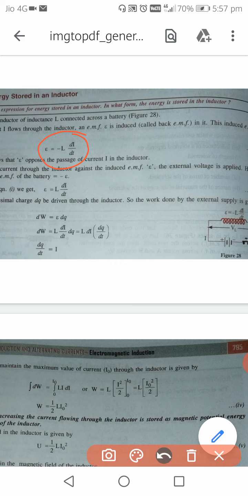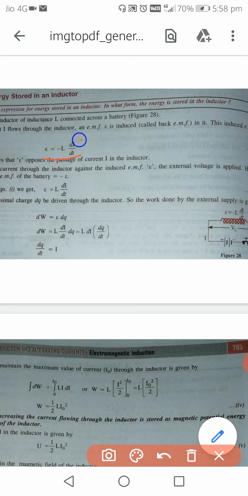Now further, if you want to increase the amount of current, then you have to do some work against this induced EMF, because induced EMF will oppose the further increase in current in the circuit. So the work that we do to develop a certain amount of current in the circuit will be stored in the inductor in the form of potential energy, and that energy we are finding here. Stored energy or potential energy that we are finding. So here we are starting with this formula.